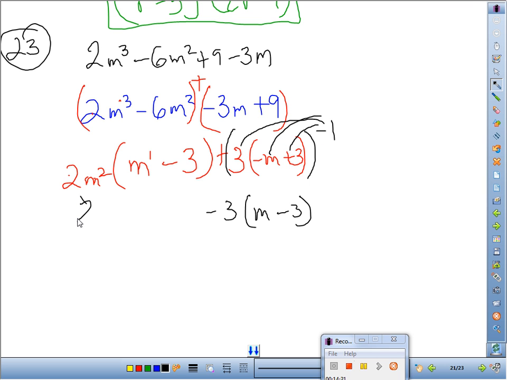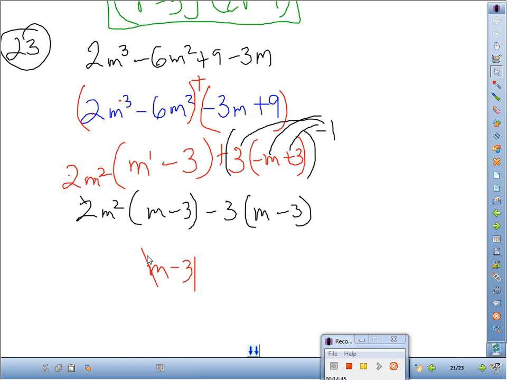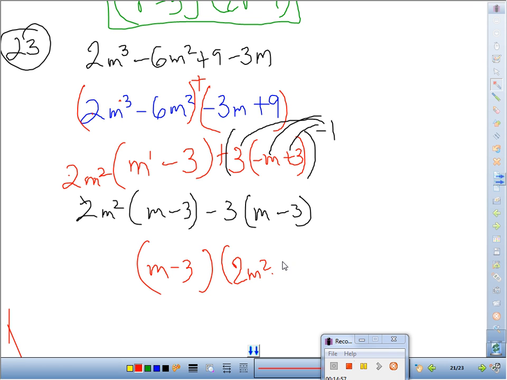Bring the other one down. 2m squared, m minus 3. GCF now is what? M minus 3. And the other one, my goodness, computer, I'm going to replace you already. It's doing absolute values instead of parentheses. m minus 3, and the other one is 2m squared minus 3. Hands up if you got that.